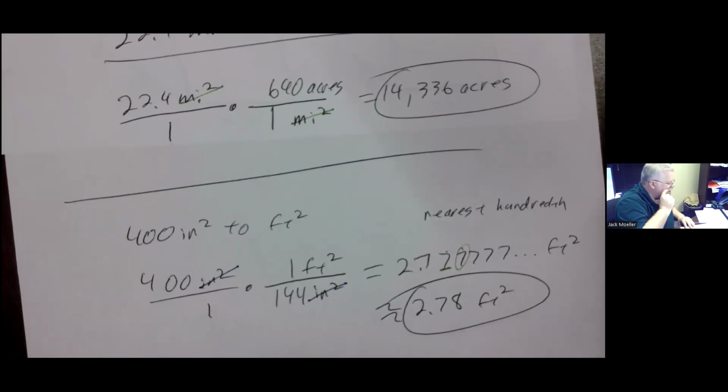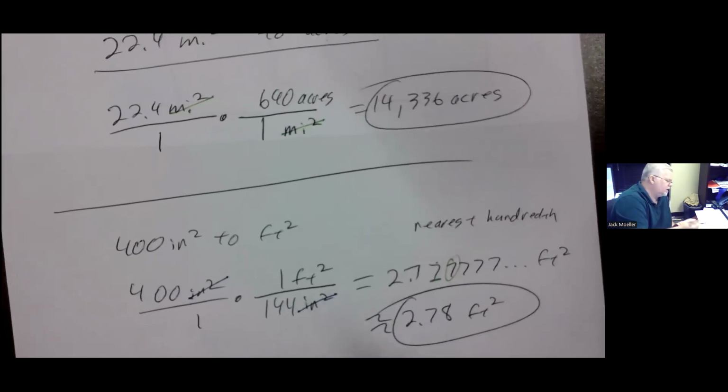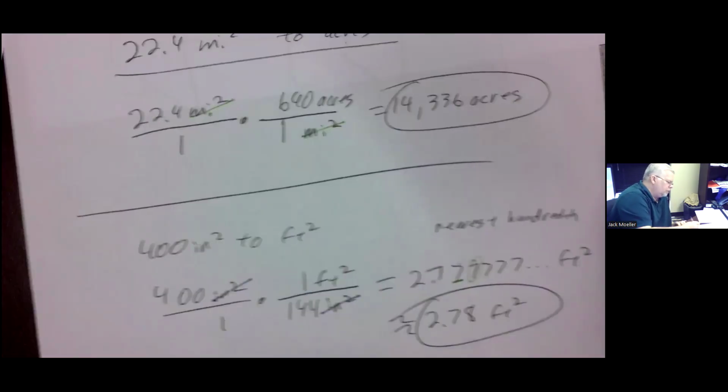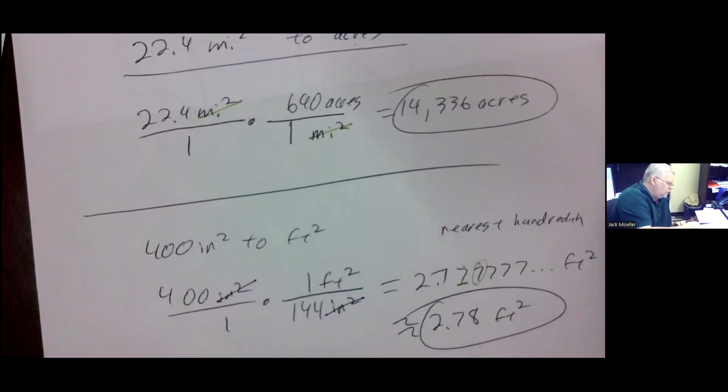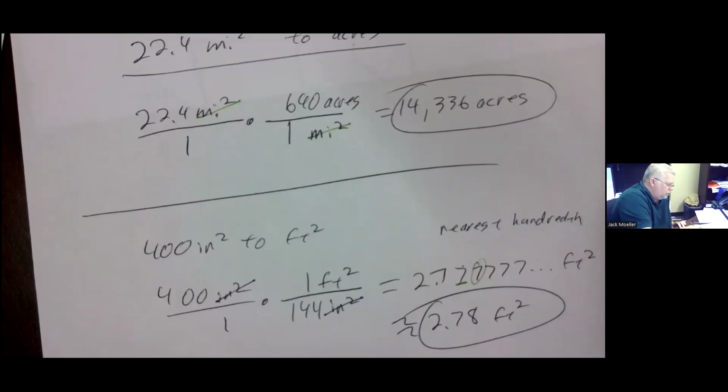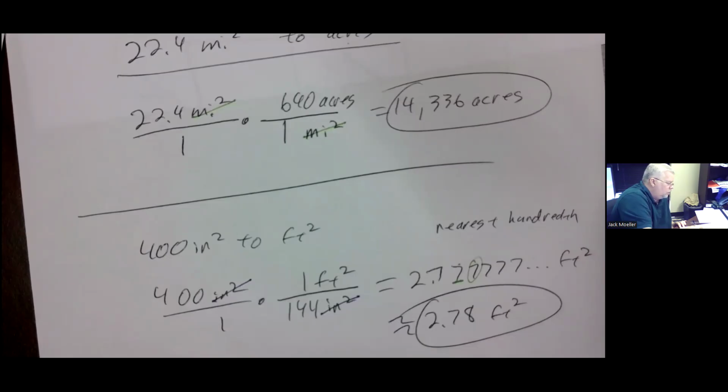And a lot of these area and volume problems are one-step conversions. You don't even need 2 steps, so that makes them quicker. It just depends on the problem. Let's do one more here, and then we'll go to MyMathLab. 0.024 meters squared to millimeters squared.